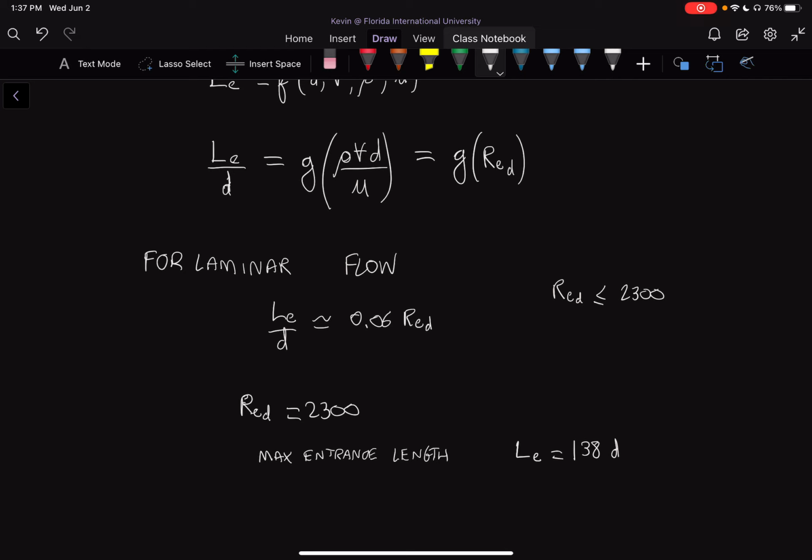Okay, so it's actually a pretty slow process. We see that the boundary layer grows very slowly. It grows at 138 times the diameter. So it's actually a pretty long process.